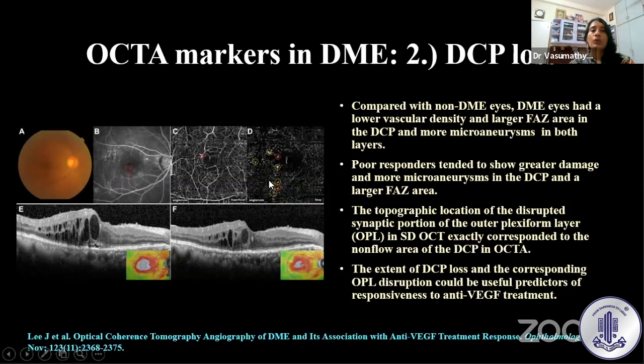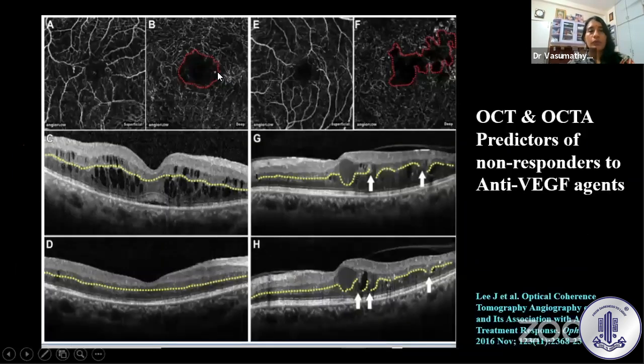Now, this is a very important study which actually highlighted the importance of the deep capillary plexus loss in OCTA as well as the disruption of the outer plexiform layer in a spectral domain OCT. For instance, in this patient, the outer plexiform layer in the spectral domain OCT is relatively intact, and the deep capillary plexus is also relatively intact, and the FAZ is relatively intact.